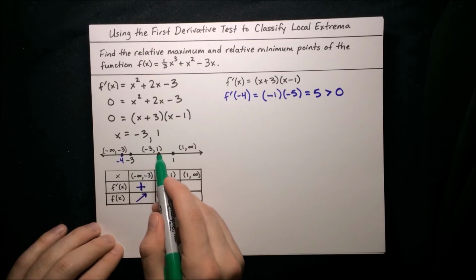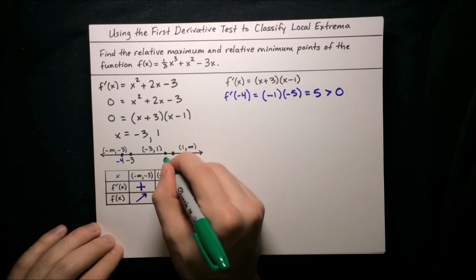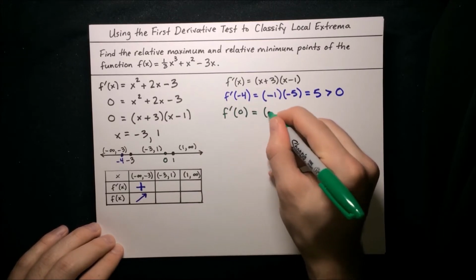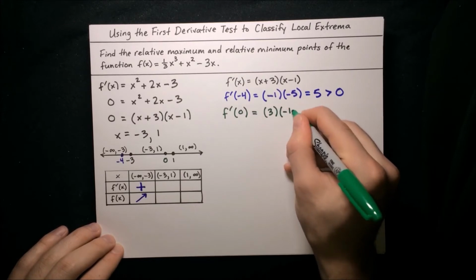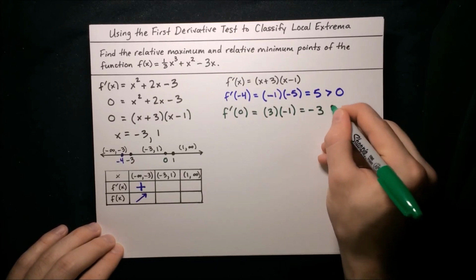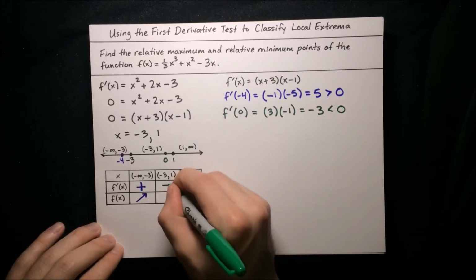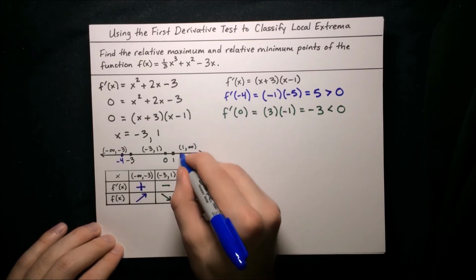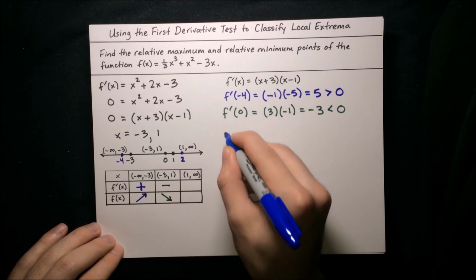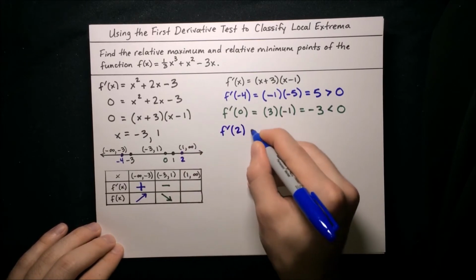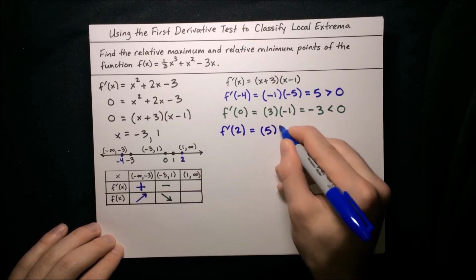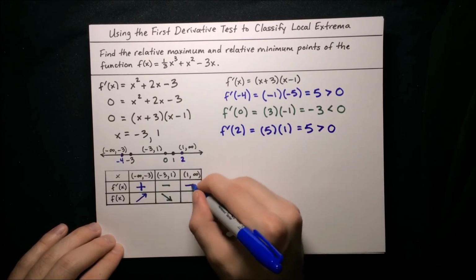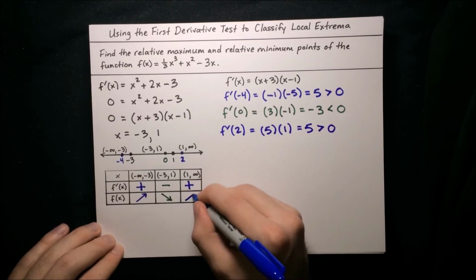Okay, now to just repeat this process for the other 2 intervals. On -3 to 1, we've got an easy test point of 0, and we'll check the derivative, f prime of 0, is equal to 0 plus 3, which is 3, times 0 minus 1, which is -1, which is equal to -3, which is less than 0. So derivative is negative, and the function, therefore, is decreasing. On the final interval, from 1 to infinity, how about let's choose a test point of 2. Then we have f prime of 2 is equal to 2 plus 3, which is 5, times 2 minus 1, which is 1, which is 5, which is greater than 0. So derivative is positive, and the function is increasing.